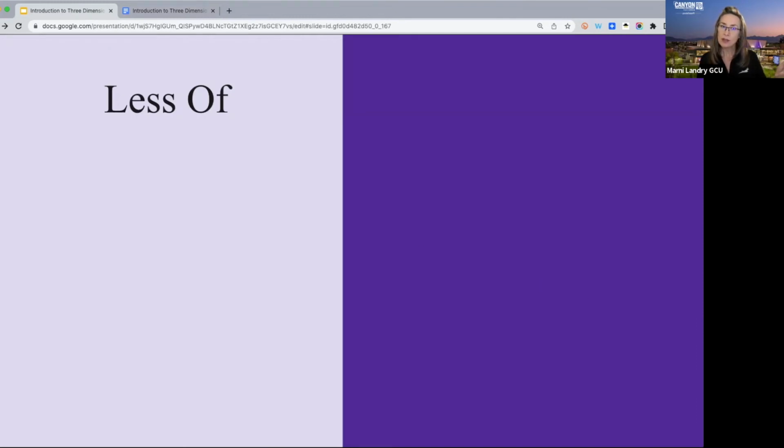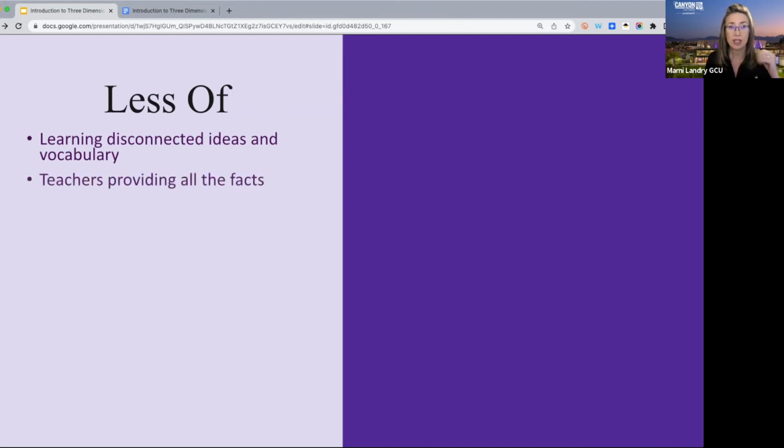As you looked at the 2005 standard or whatever standards you were used to compared to the new ones, there are some things, there's a shift. We're looking for a shift, and hopefully there should be less of just this giant list of vocabulary that are disconnected from any authentic experience. Teachers, you should no longer be the sole source of facts. Students need to be able to access resources. They need to learn how to make decisions about what resources are reputable and which ones are not.